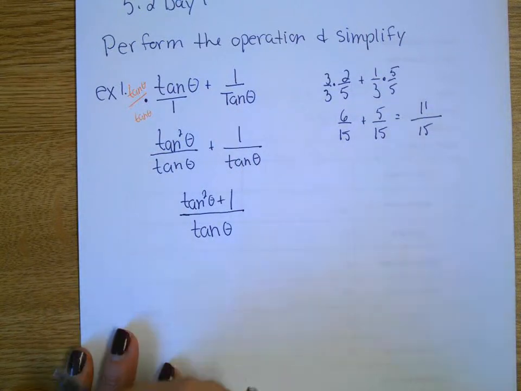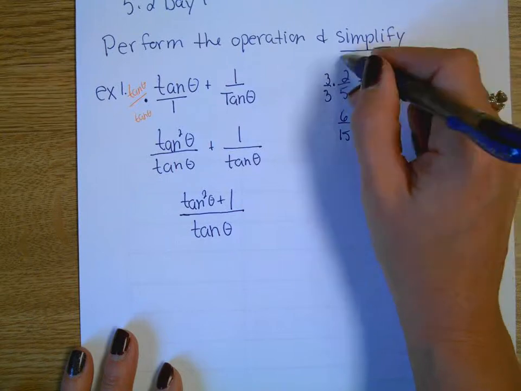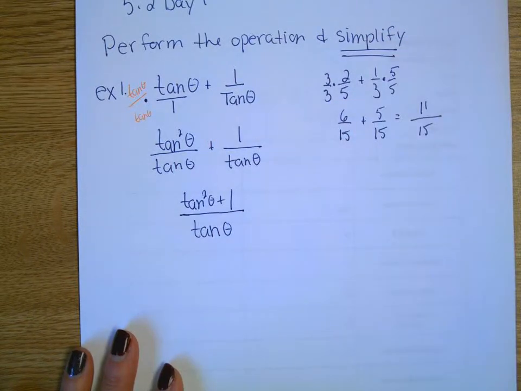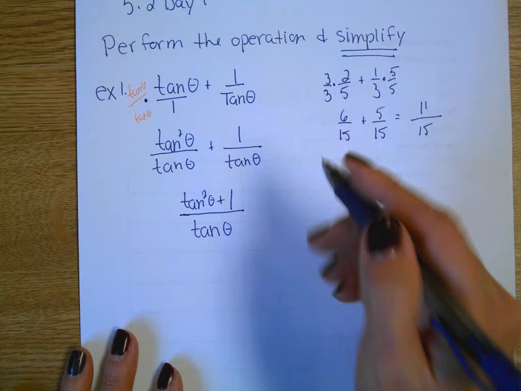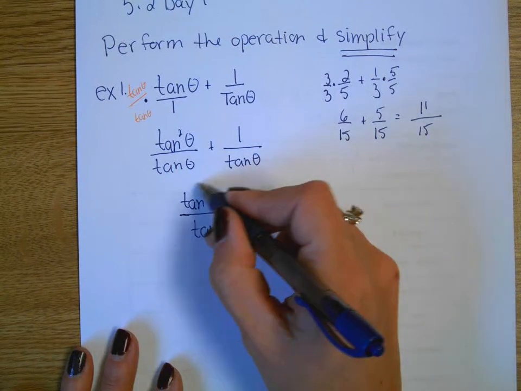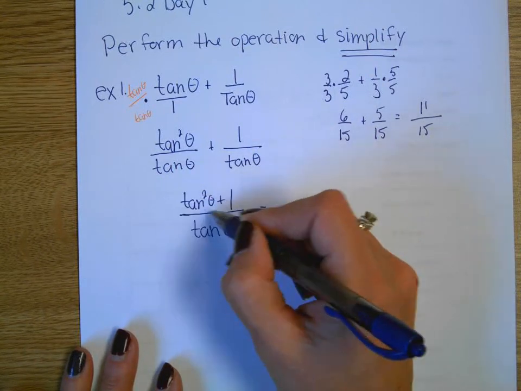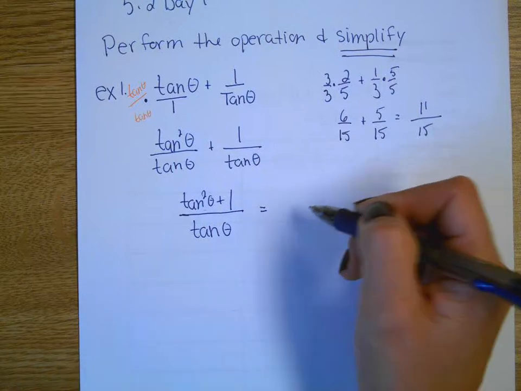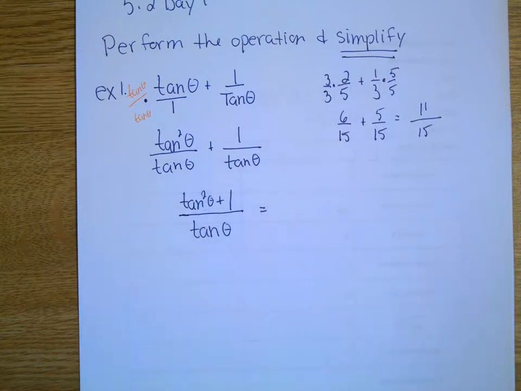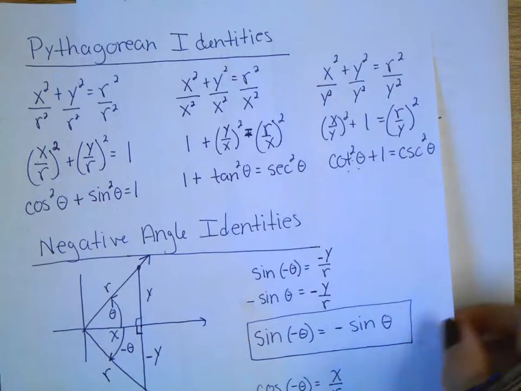Now we're at the point where we were yesterday. I want to simplify if I can. Do you see anything in here that might simplify? Pythagorean identity. What is tan squared plus 1? It is secant squared. Tan squared plus 1 is secant squared.